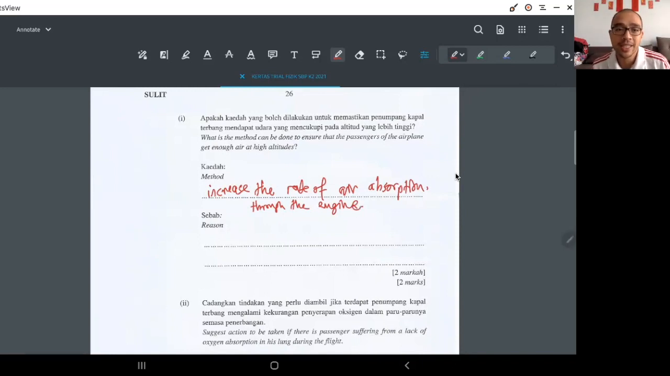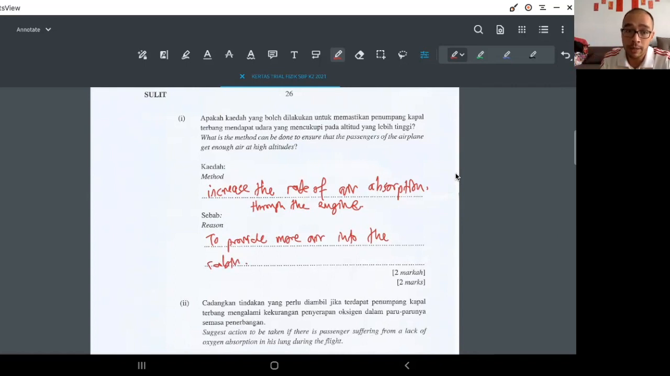Because the air comes into the engine, the fan sucks in the air. So we increase the rate of air intake into the engine. And the reason is to provide more air into the cabin. You suck in more air, then you get more air in the cabin, so that you can maintain the air pressure inside.